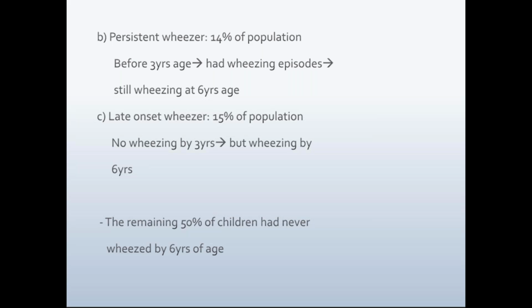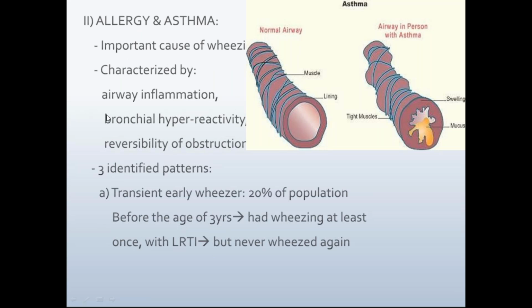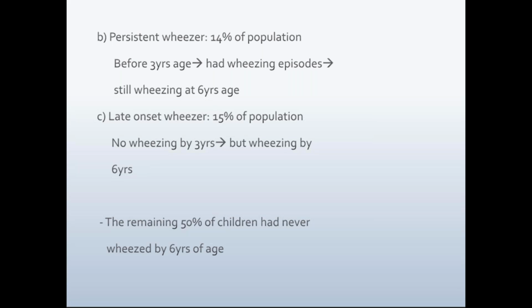So persistent wheezer, here the child had wheezing episodes and the child still wheezes at 6 years of age. This is called a persistent wheezer. So you have to know the difference. What is a transient? That is less than 3 years of age, the child has had a wheeze with LRTI, but subsequently the child never had wheeze. In a persistent wheezer, it starts before the age of 3 years and continues till the age of 6 years. By the time of 6 years, the child is still having wheeze, then you call it a persistent wheezer.